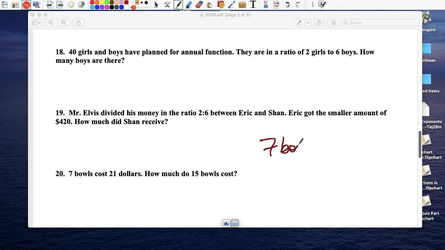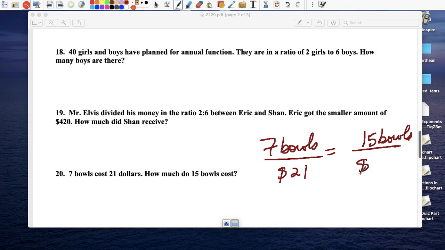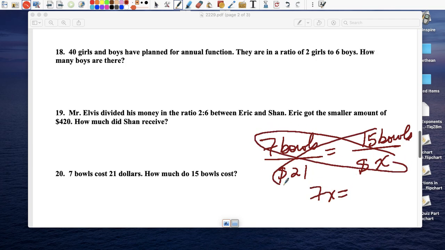7 bowls is $21. If you buy 15 bowls, how much money will you spend? Now, is there a relationship? 7 times something is 15? Not really, right? So let's cross multiply. 7 times x is 7x. 15 times 21 is 315. Now we are going to divide by 7. Divide by 7. 7 divided by 7 is 1. And then we have 315 divided by 7, which equals 45. So 15 bowls is $45.